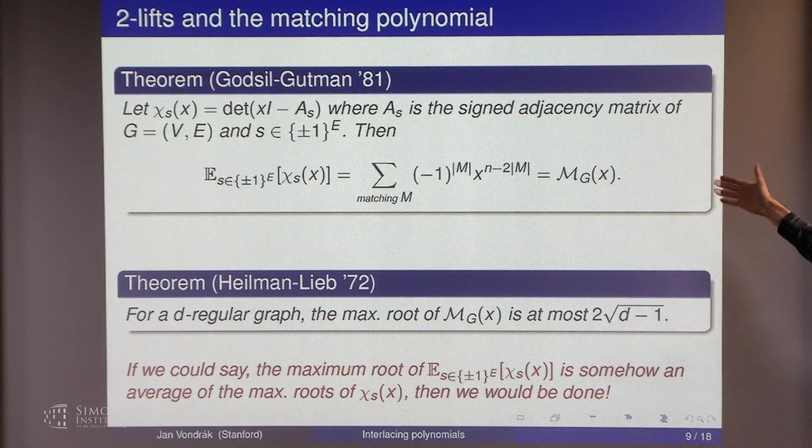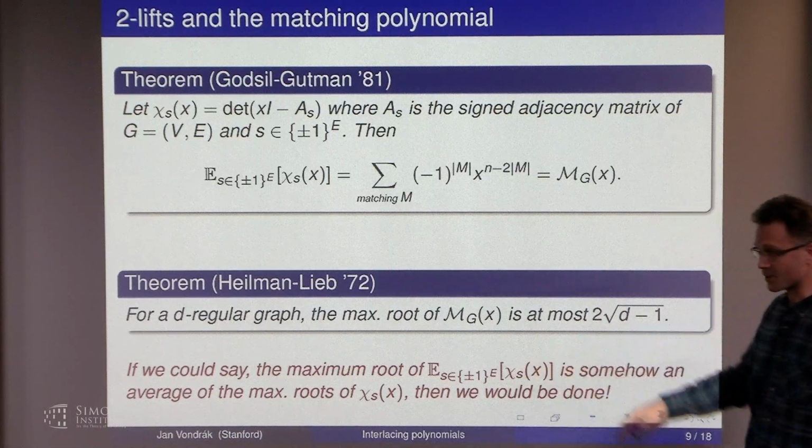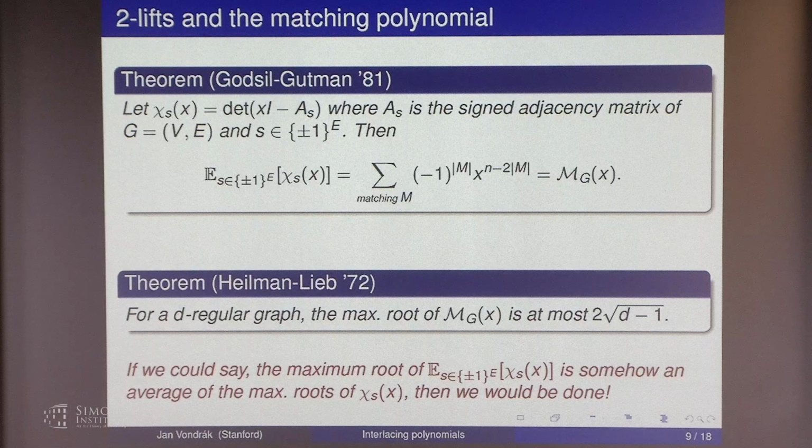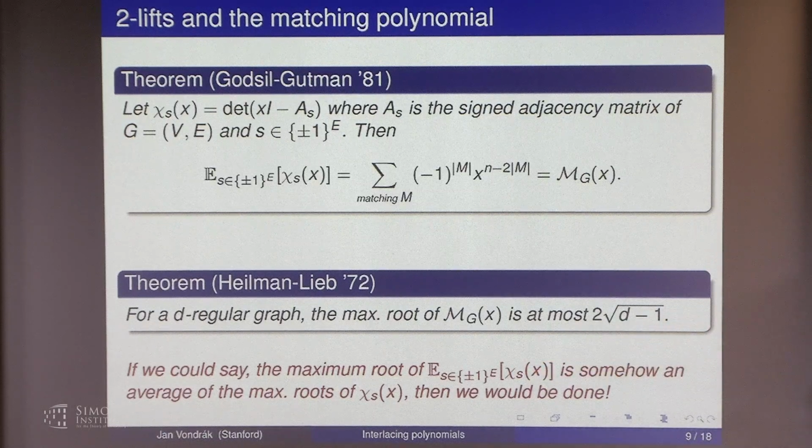The roots of this expected polynomial in general don't have anything to do with the roots of these individual polynomials which are sitting in here, right? In general, if you take some family of polynomials and just average them, and you say something about the roots of this average polynomial, it might not have much to do with the roots of these individual polynomials. In general, this is not true.